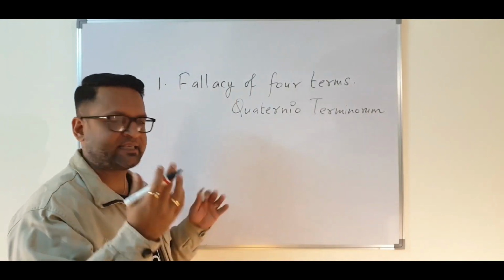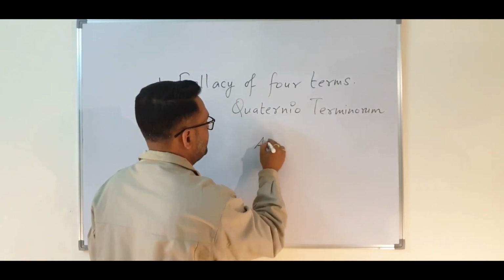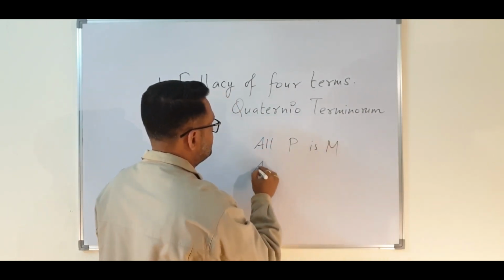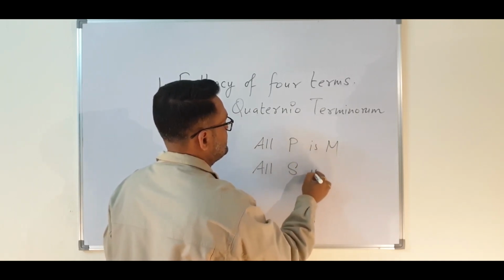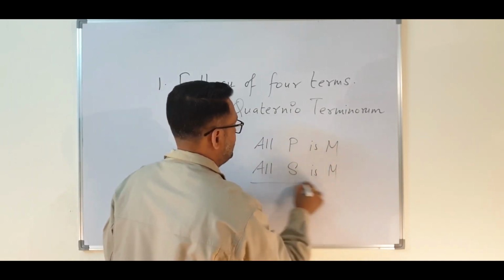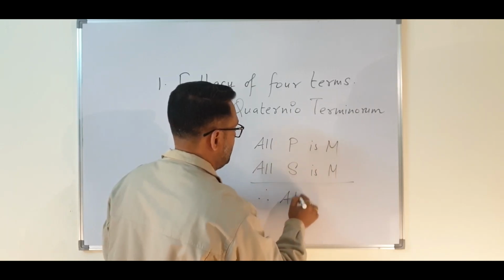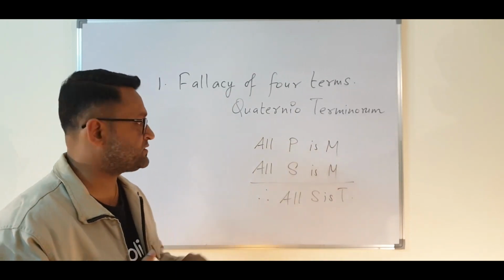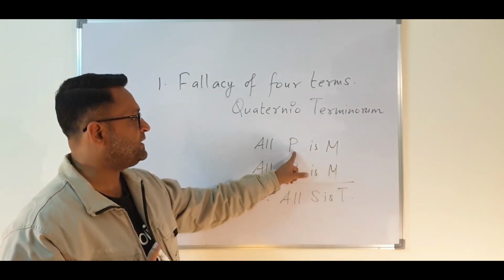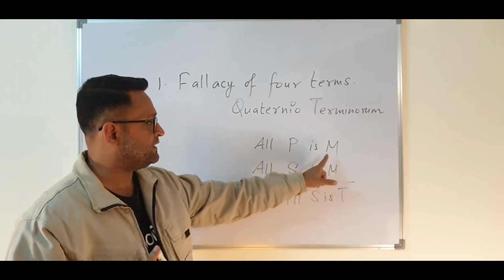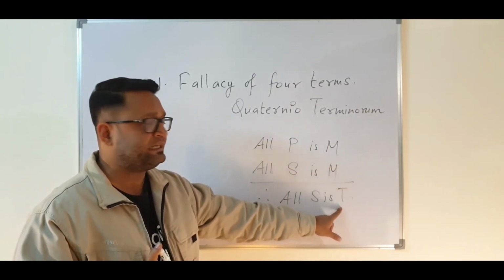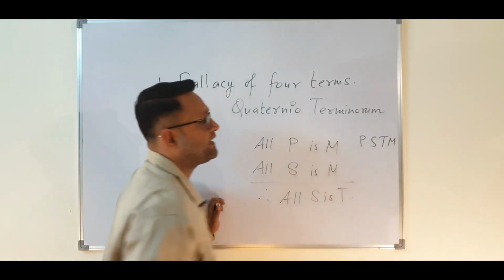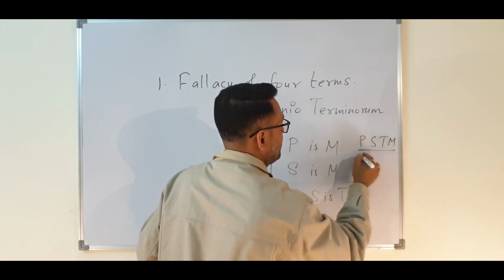Now suppose we take an example. All P is M. Now this is one premise. The second premise says all S is, say, M, and the conclusion says therefore all S is T. Now if you see this syllogism, there is one term P, one term S, one term M, and one term T. So we have P, S, T and M. There are four terms. Now this is the problem, right?